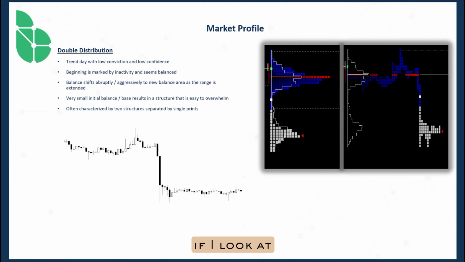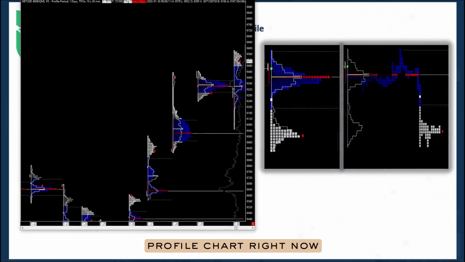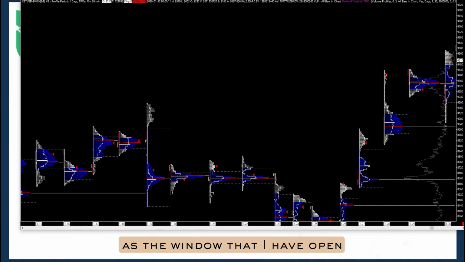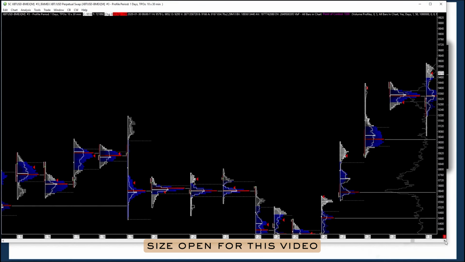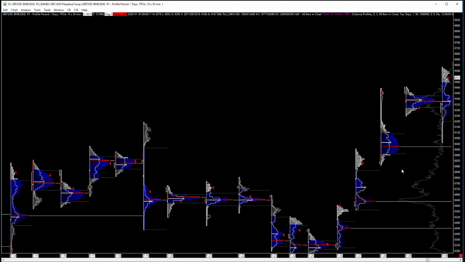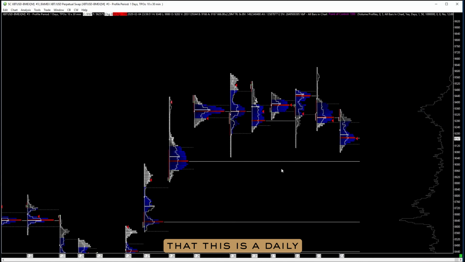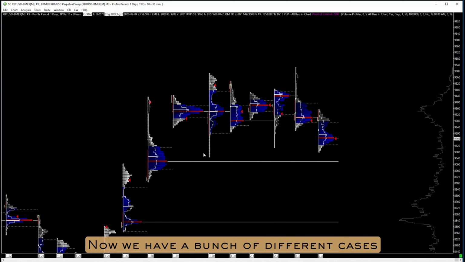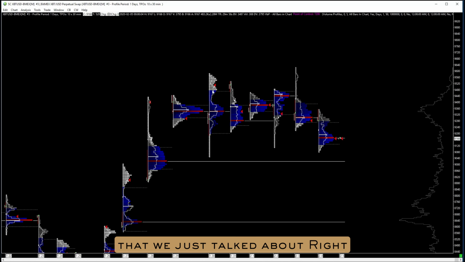All right, and again, if we take the market profile chart right now, I'm just going to expand this so it's the same size as the window that I have open, because I have a specific window size open for this video. I just want to make sure that this comes across properly. We can see that this is a daily, so we're looking at daily rotations. Right now we have a bunch of different cases that we just talked about.